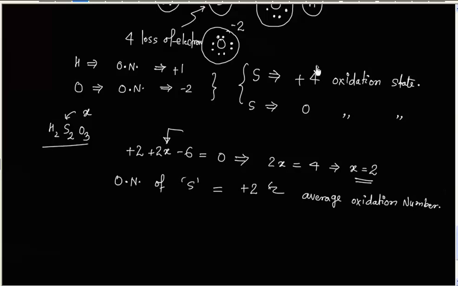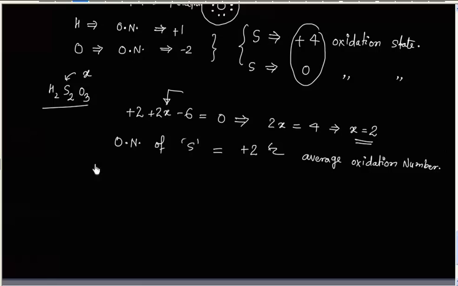That is 4 plus 0 by 2. So for the average oxidation number, we have 2 sulfur. So for each sulfur, we can define the average oxidation number, that is 4 plus 0 by 2, that is 2.